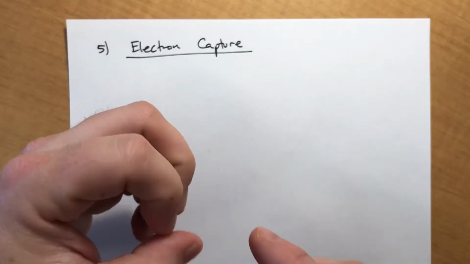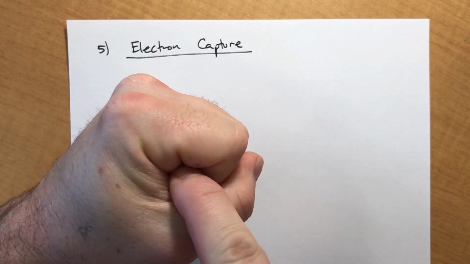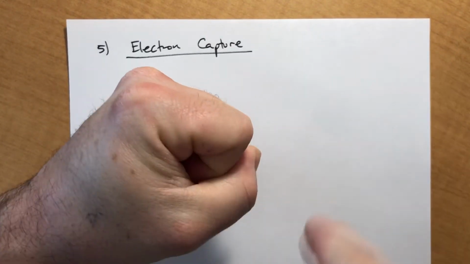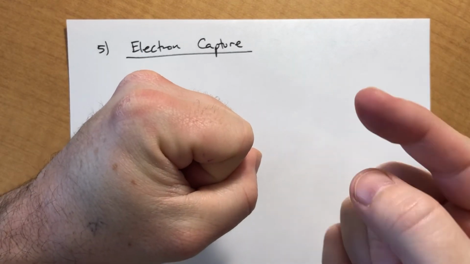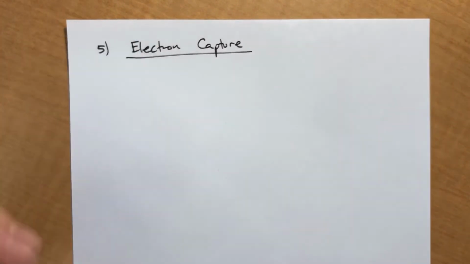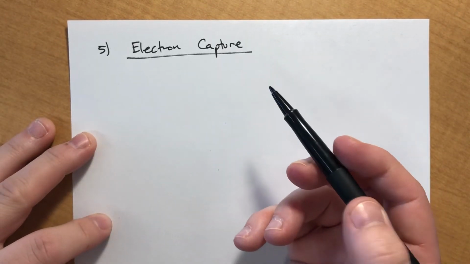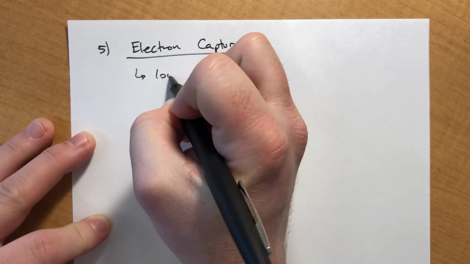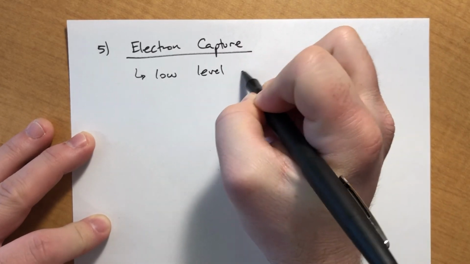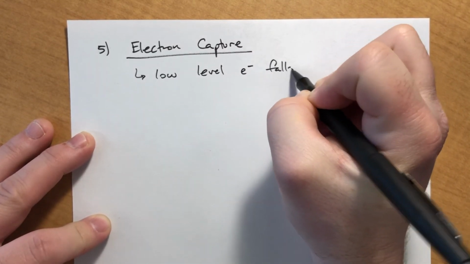Nobody ever asks, okay, we've got all these positive protons in the nucleus, and we have all these negative electrons around the center. Why don't the electrons get attracted and crash in there? Well, it turns out that occasionally they do, and that's what this one is, electron capture. It's what happens when a low-level electron falls into the nucleus.